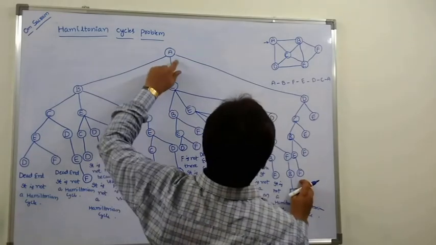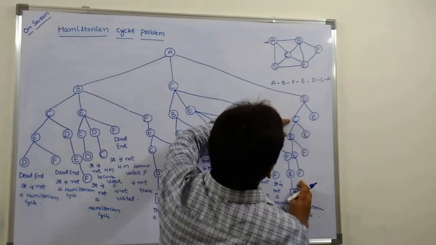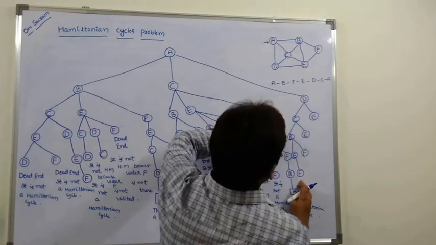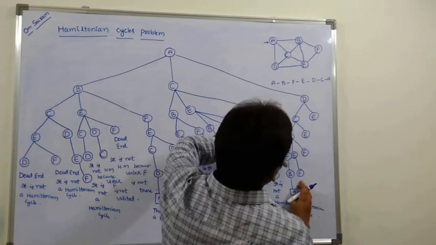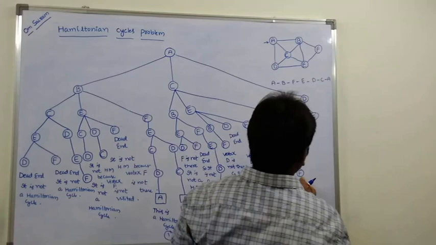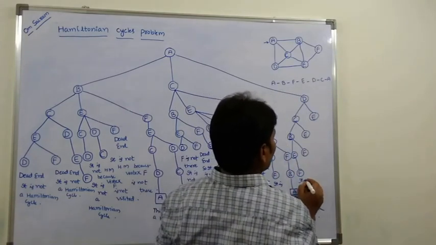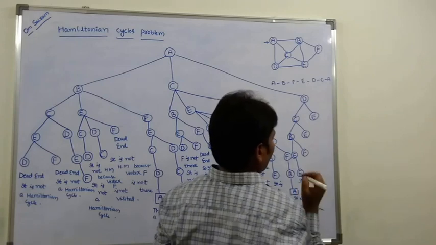So check whether it is a Hamiltonian cycle or not. A, D, C, B, E, F. There is no direct edge between F and A. So it is not a Hamiltonian cycle.